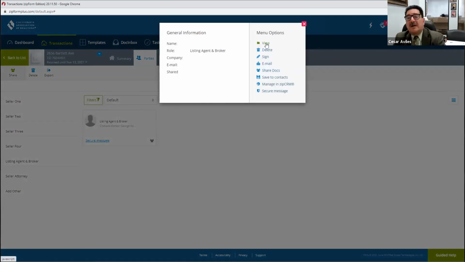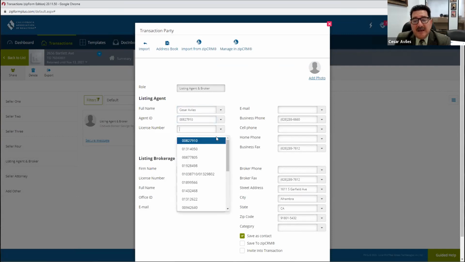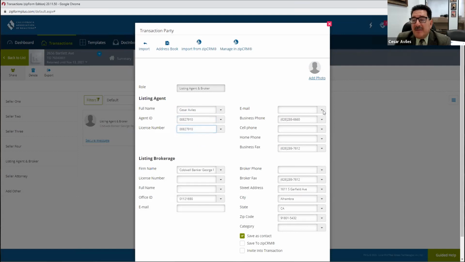I'm going to view my name, my address, my phone number, my email. Of course, I already have this before, so I already have it in my drop-down menu. My license, again, my license, my email. The more information that you put into this, the more of this is going to populate to your transaction, right? So my phone number, my business fax. I work for Coldwell Banker George Realty. Our license is 011211690. You should know that. You should put that on all your purchase agreements.